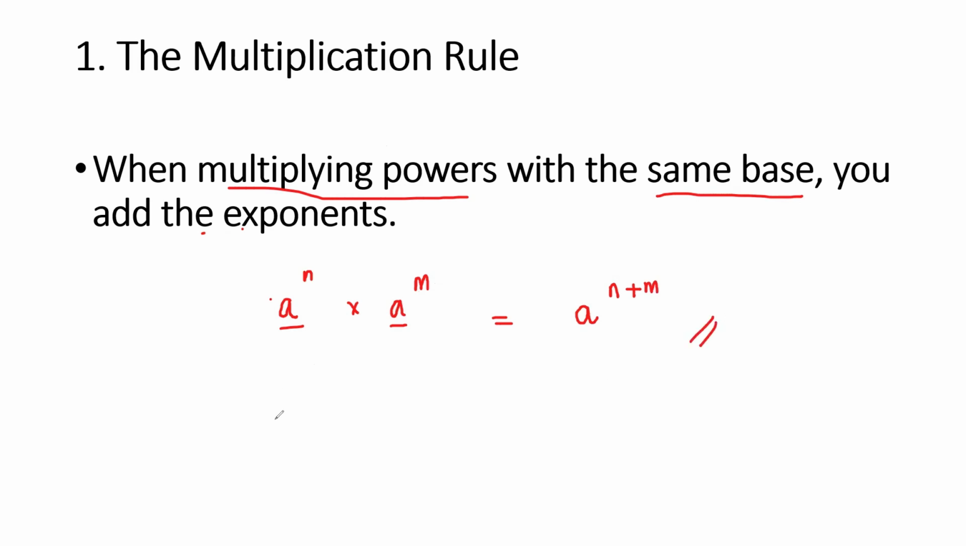For example, let's say 2 to the power 3 multiplied by 2 to the power 4. According to the rule, when you have the same base, you write the same base, but you add the exponents. So 3 plus 4 is 7. So that is the answer. The next rule.